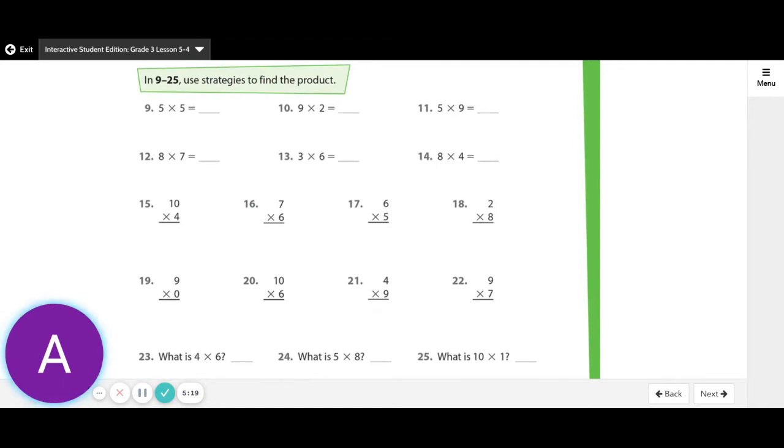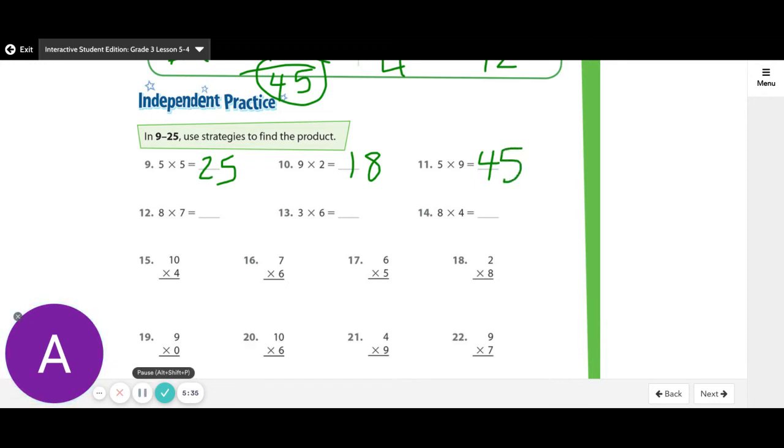At the bottom, we can do these together. 5 times 5, it was 25. You can draw a picture or use your multiplication chart to help you on these. 9 times 2 is 18. Make sure you're writing them in with me. 5 times 9 is 45. Whoops, 5 times 9 is 45.